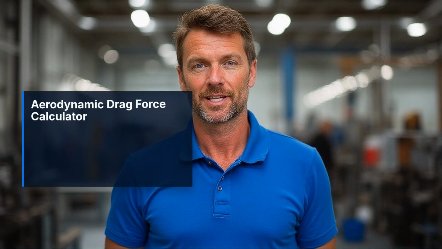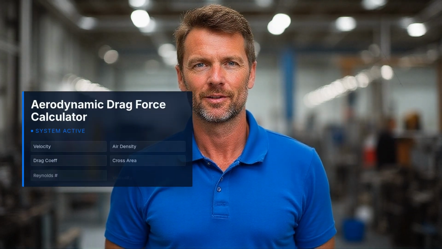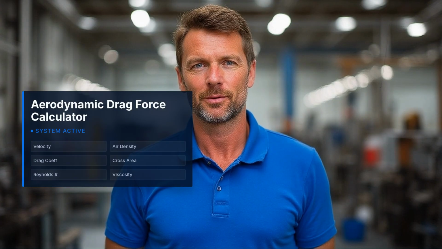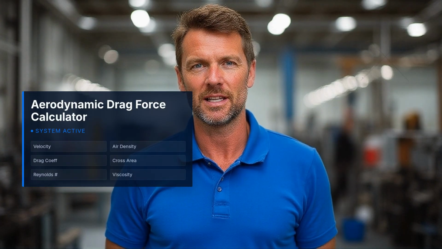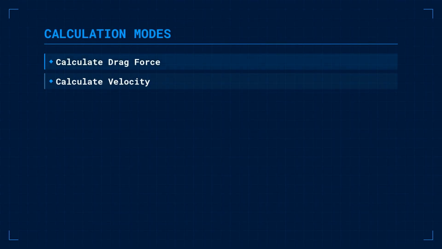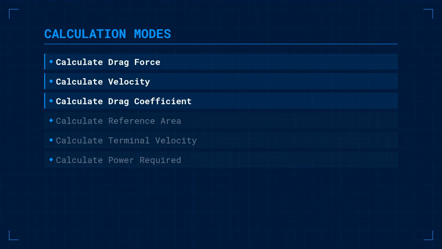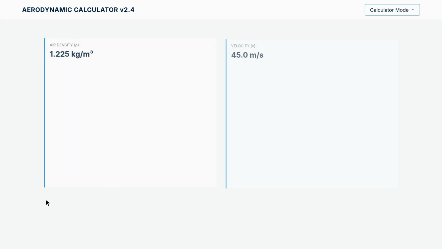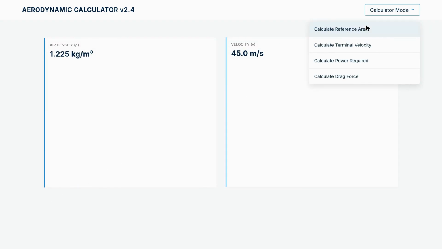This is the drag force aerodynamic interactive calculator, which solves for 6 different aerodynamic parameters depending on your engineering needs. The calculator has a drop-down menu for calculation mode with 6 options: calculate drag force, calculate velocity, calculate drag coefficient, calculate reference area, calculate terminal velocity, and calculate power required. For this demonstration, I'm using calculate drag force mode.